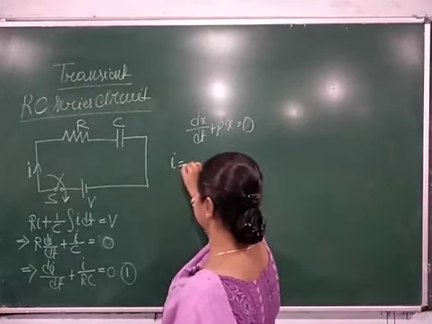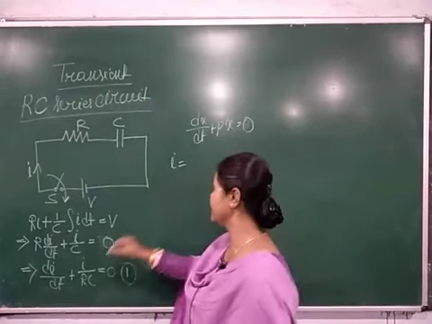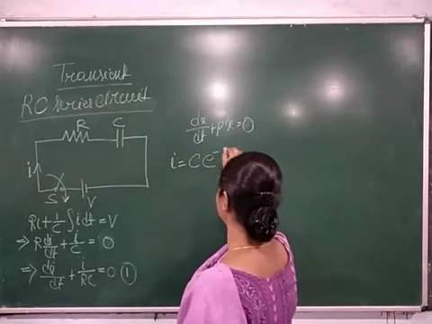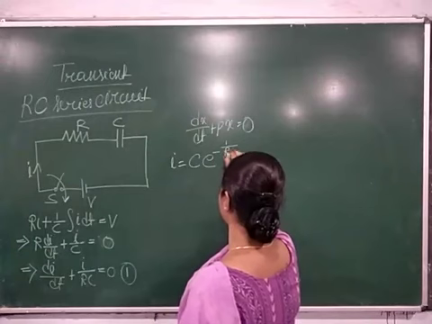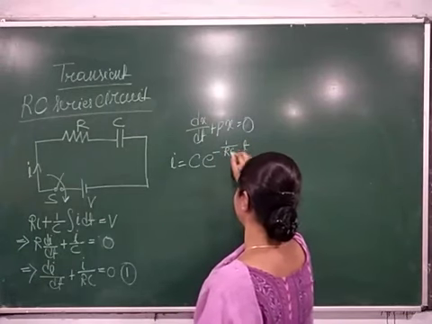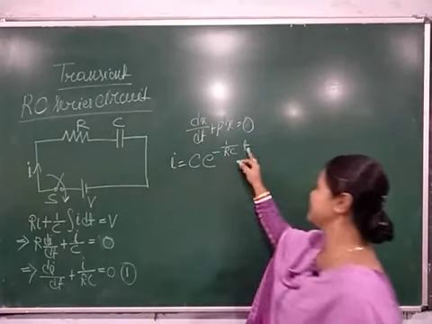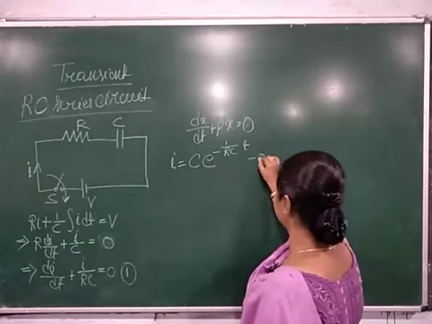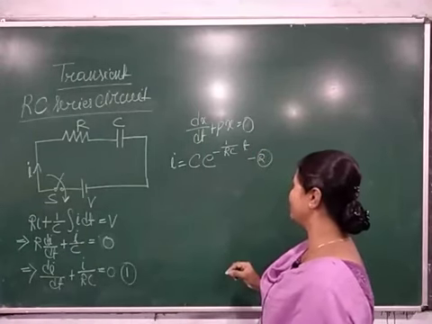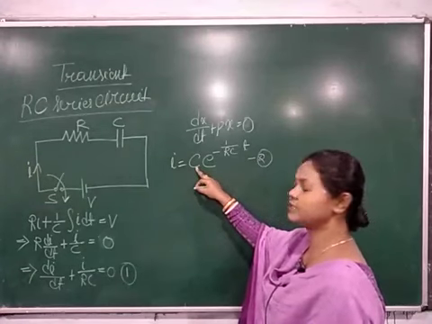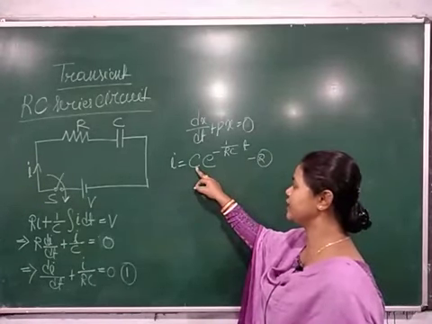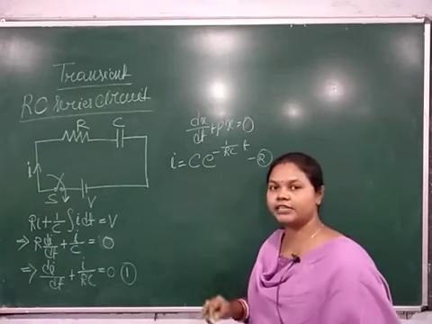So the solution, that is the resulting current, i is equal to C e to the power minus 1 by RC into t, where 1 by RC is 1 by tau. Take it as equation number 2. Now how do you find this constant term C? By taking the initial condition.